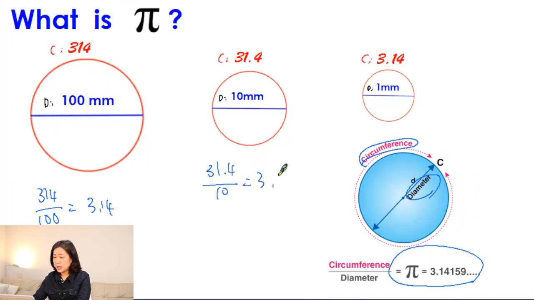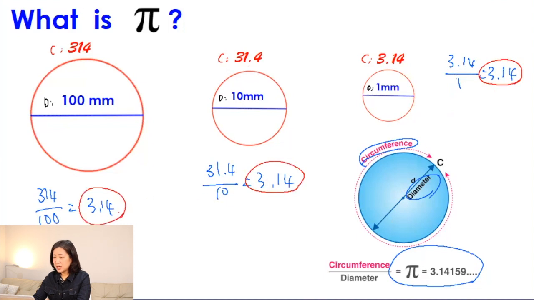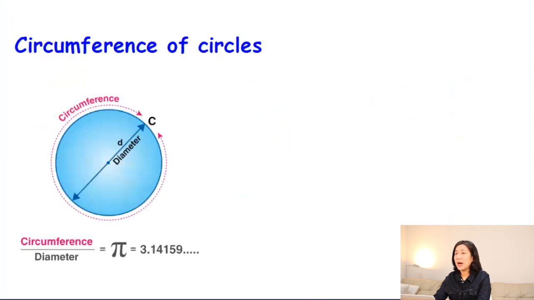Then 31.4 divided by 10 is 3.14. And 3.14 divided by 1 is 3.14. You can see the pattern, right? The circumference divided by the diameter is always the same number, and that is called pi. Now, since we know what pi is, let's talk about the formula for the circumference of circles. Using this, we found out that circumference divided by diameter makes pi, regardless of the circle.